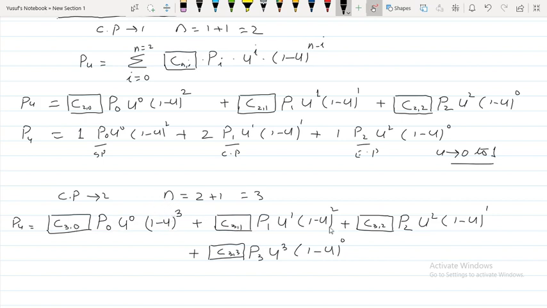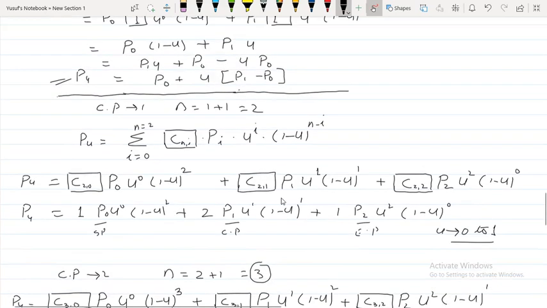The constants will be 1, 2, 3, 4. Four constants are there. The constants depend upon the value of n. Value of n is 3.